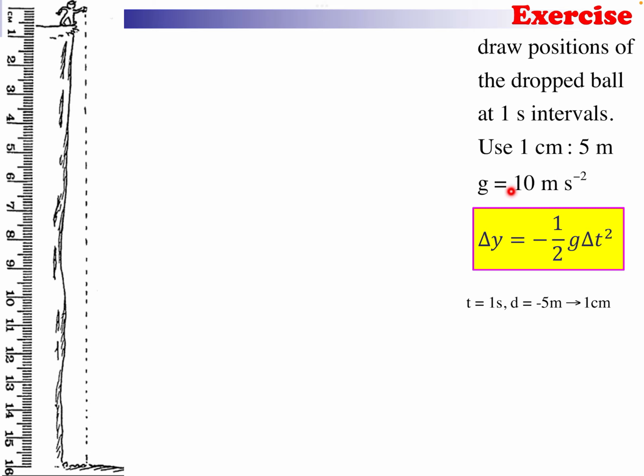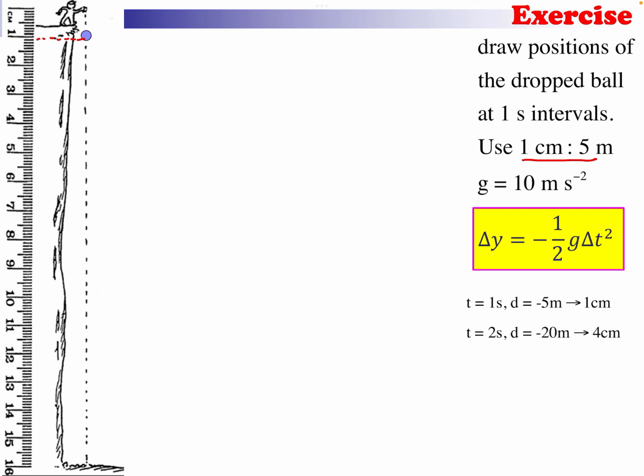If we want to find the position of the ball at regular time intervals, say at 1 second after the ball was dropped from rest, okay, time will be 1 second, times 10 will be 10, times 1/2 will be 5. So after 1 second, the ball would have traveled negative 5 meters below its starting point. Okay. Using the scale we used, 5 meters will be 1 centimeter. So if we draw the ball here, the ball would be located 1 centimeter below its starting point.